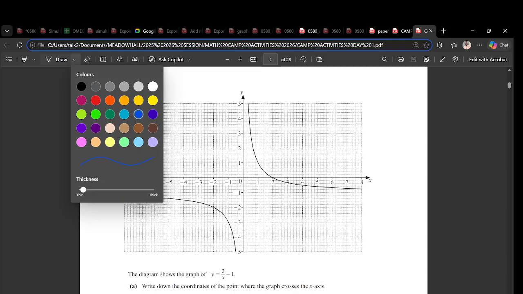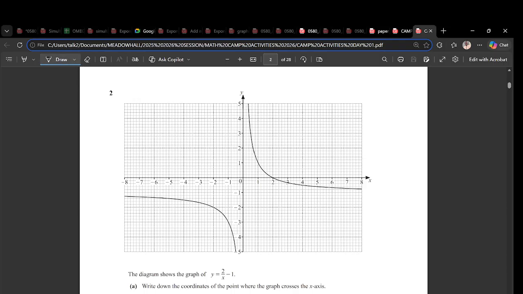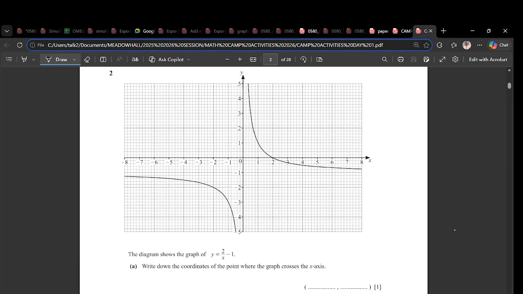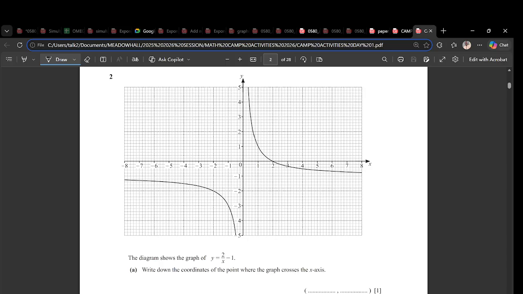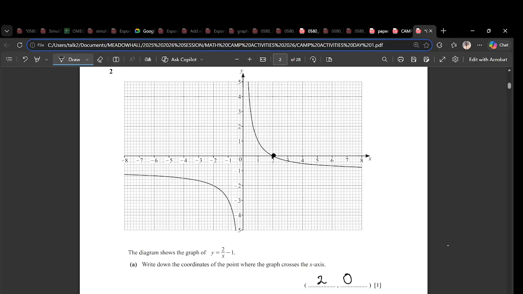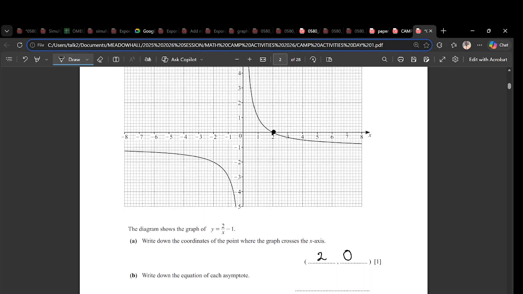Okay, for this question, they ask you, this is actually a reciprocal graph, to find the coordinates of the point where the line crosses the x-axis. The line crosses the x-axis at this point here. That's the only point where the curve touches the x-axis. So that's going to be when x is 2 and y is 0. So that one is straight and direct. There's nothing you can do there.